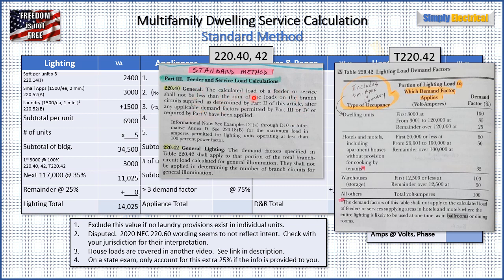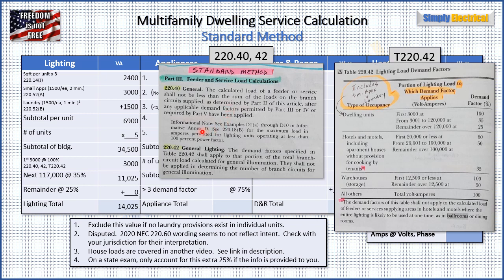So it says the calculated load of a feeder or service shall not be less than the sum of the loads on the branch circuits supplied as determined by part 2 of this article after any applicable demand factors permitted by part 3 or 4 or required by part 5 have been applied. So part 2 is branch circuits, part 3 is this part we're in now, part 4 is optional method, which doesn't apply to us, and part 5 is farm loads, and that also does not apply to us. So basically what it's saying is you're going to add up all of your branch circuits, and that's going to be your total for your general lighting. However, we're going to find out that some demand factors can be applied.